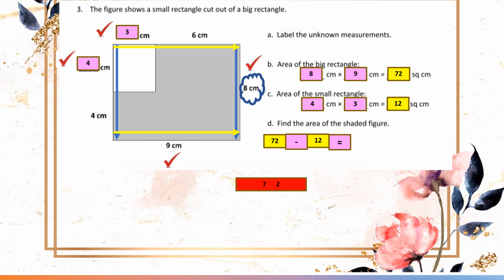Well, let's line up our numbers vertically and solve to figure it out. So we have 72 minus 12. All right, we always start with the ones place. What's 2 minus 2? That's right, it's 0. And what's 7 minus 1? Perfect, it's 6. So that means that 72 minus 12 equals 60. So that means that the area of the shaded figure is actually 60 centimeters.